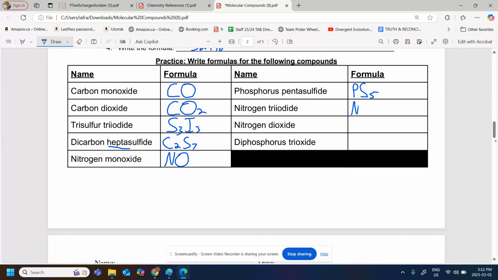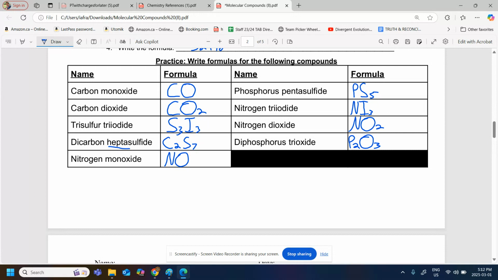Nitrogen triiodide. No prefix for nitrogen means 1. Triiodide means 3. Nitrogen dioxide. No prefix for nitrogen means 1. Dioxide means 2 oxygens. Diphosphorus trioxide. 2 P's for di. And then trioxide, 3 O's. Like that. Again, no reducing, no crisscrossing, simply writing what you see.